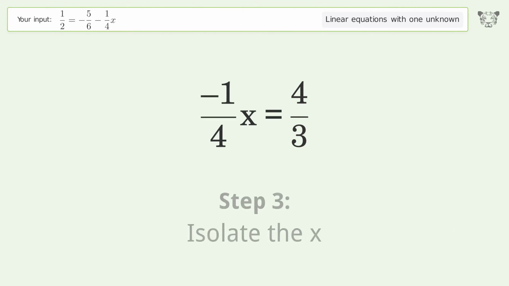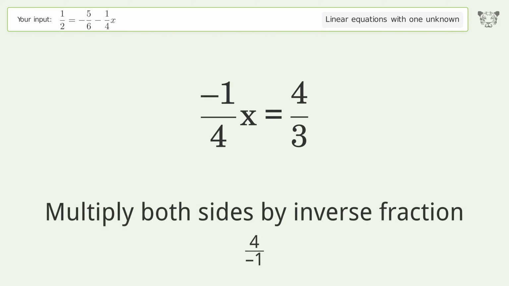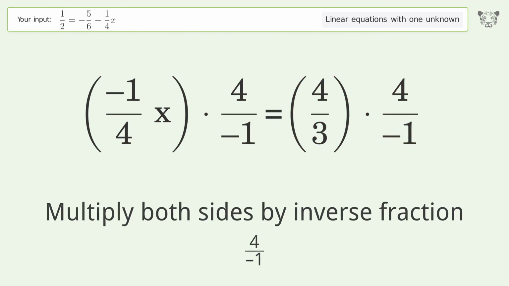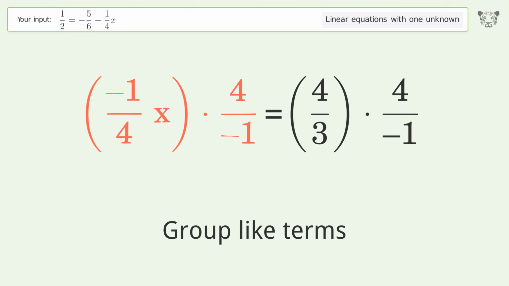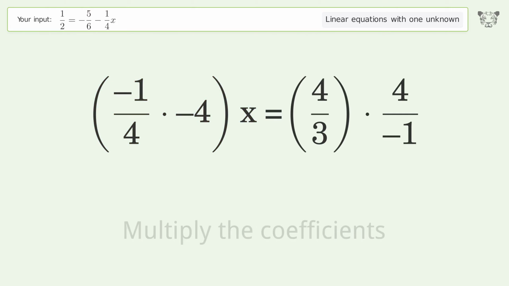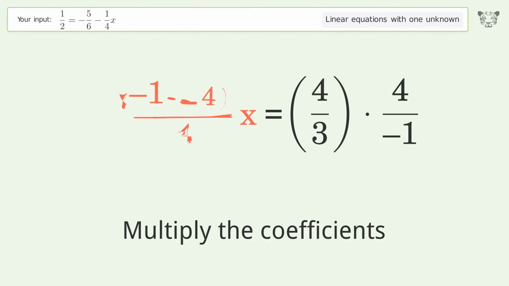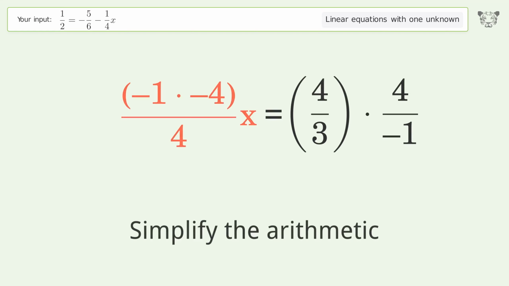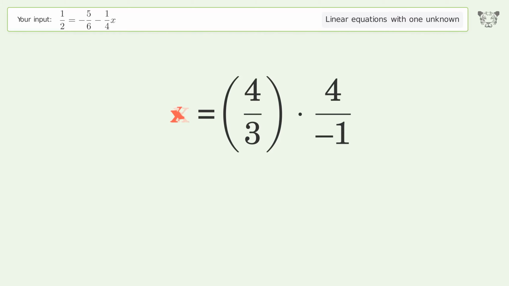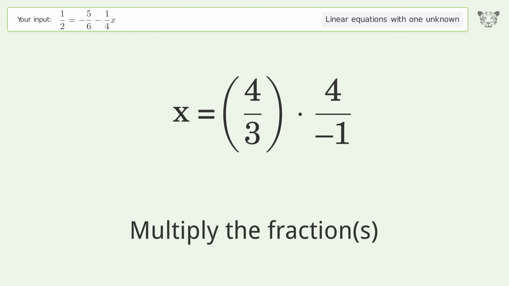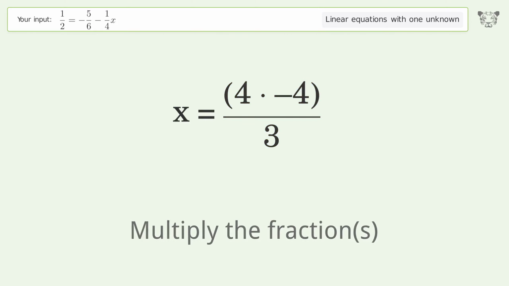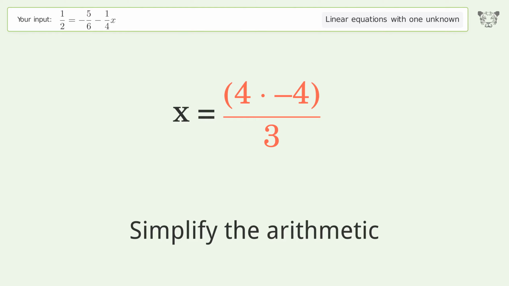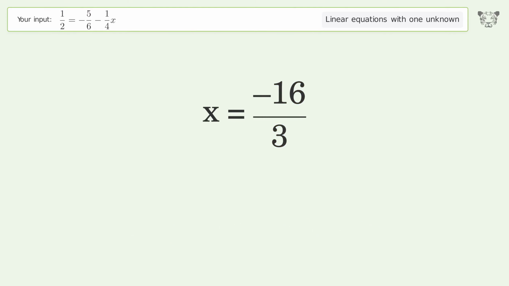Isolate the x. Multiply both sides by the inverse fraction 4/-1. Group like terms. Multiply the coefficients. Simplify the arithmetic. Multiply the fractions. Simplify the arithmetic. And so the final result is x equals -16/3.